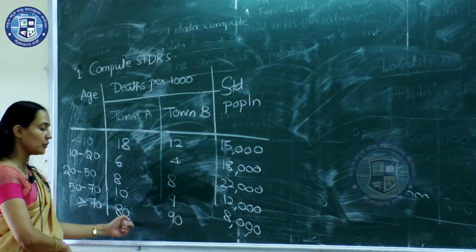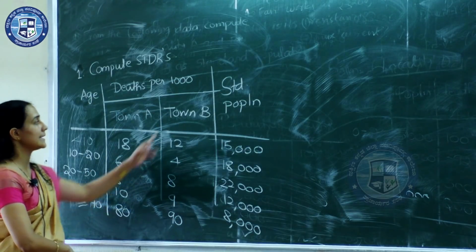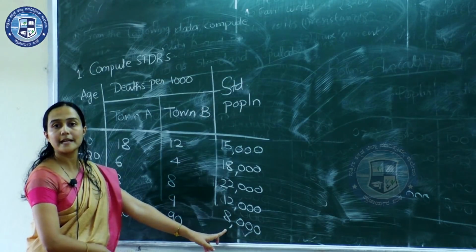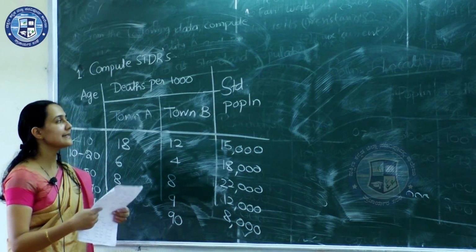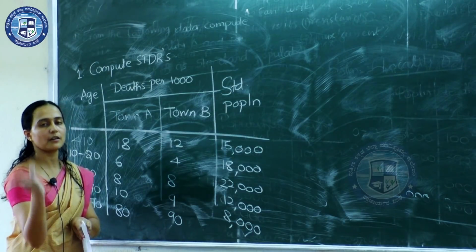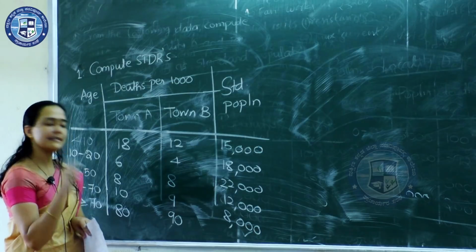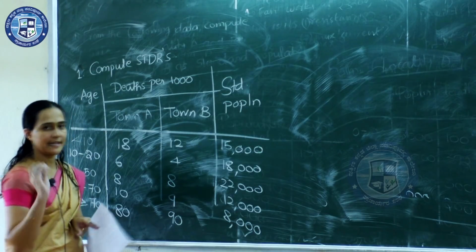So this is town A's age specific death rate, and this is town B's ASDRs. This is the separate standard population. Just compute P into A in one column and P into B in another column. Then sigma PA divided by sigma P, and likewise for B, gives both STDRs.